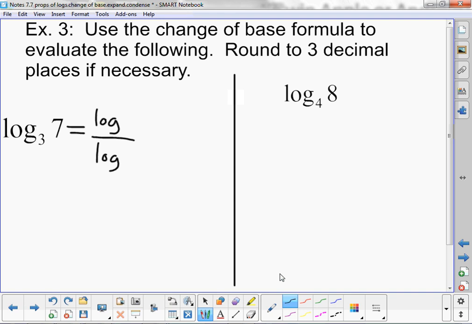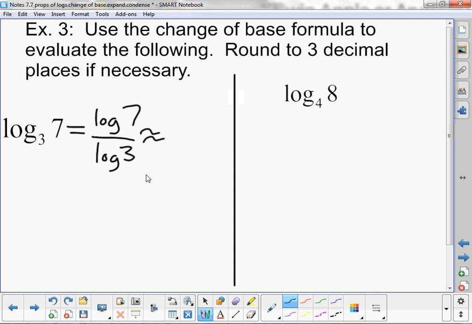So the question becomes, and this is where most people mess up, does the 7 go on top or the 3? If you notice, the 7 already looks like it's on the top. If you think of this like a fraction, 7 is higher than the 3, so you can think of 7 going on the top and 3 going on the bottom, because that's basically how it's going to work. Okay, so log 7 over log 3, and then we're going to round off to 3 decimal places.